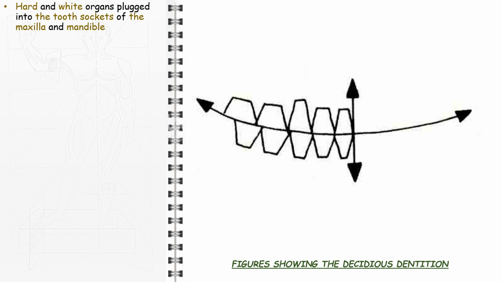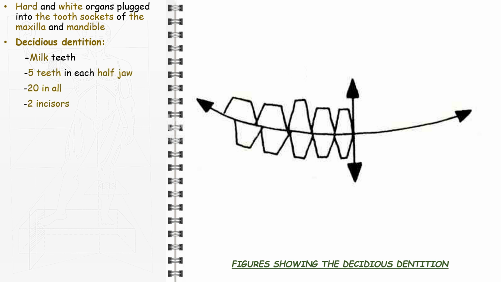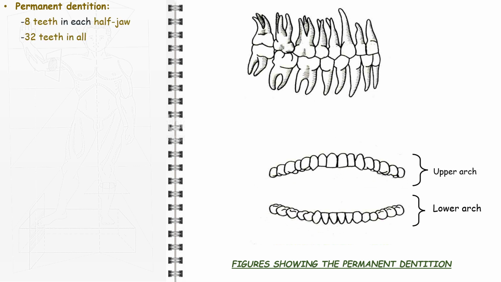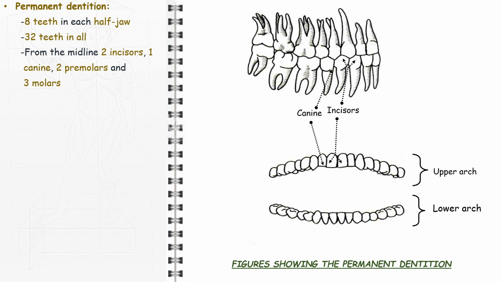The deciduous dentition, also known as milk teeth, is formed of 5 teeth in each half jaw, 20 in all, 2 incisors, 1 canine and 2 molars. The permanent dentition consists of 8 teeth in each half jaw, 32 teeth in all, from the midline, 2 incisors, 1 canine, 2 premolars and 3 molars. In clinical dentistry it is common to refer to teeth by numbers, 1 to 8 starting from the midline.